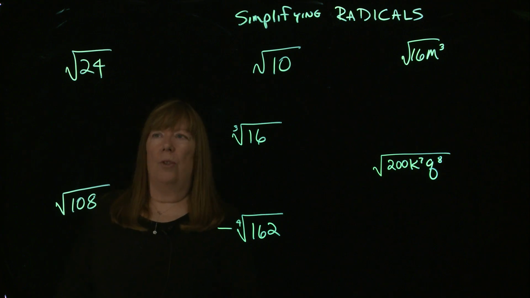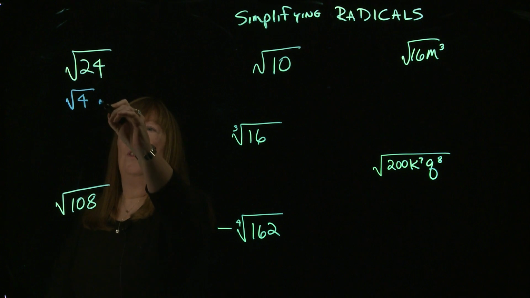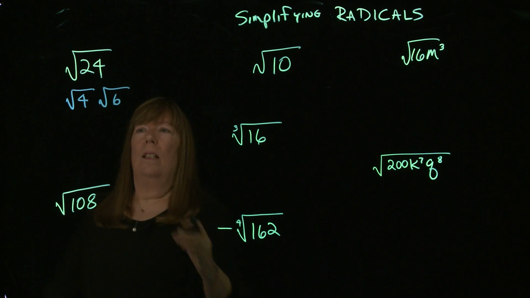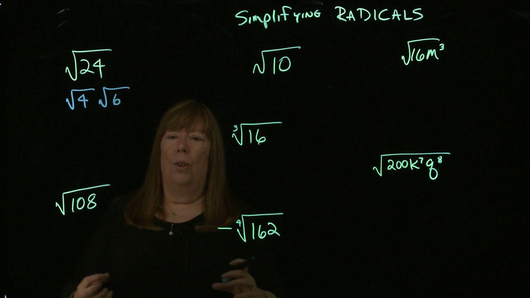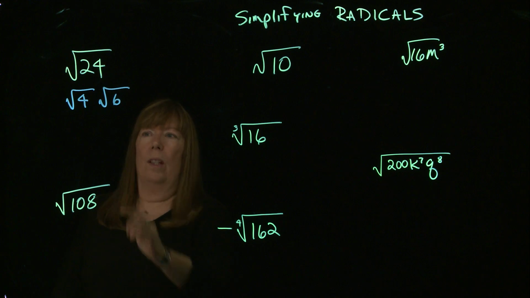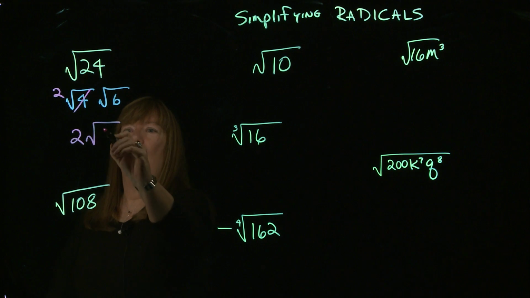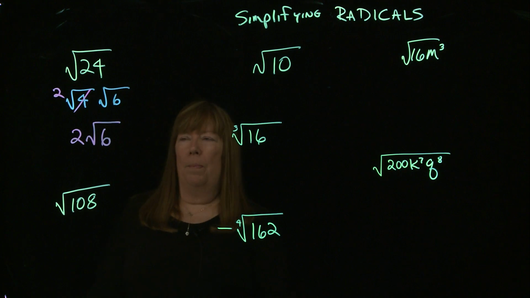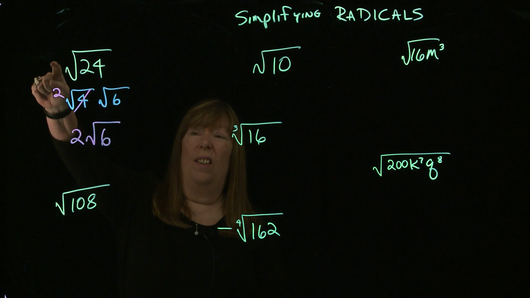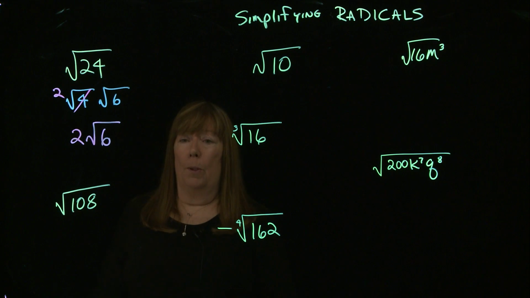24 has lots of factors, 8 times 3, but neither of those are perfect squares. How about 4 times 6? Oh yeah, 4 is a perfect square. So just like you can combine two of them under the same radical, you can split them out into two radicals. Why would I want to do this? Because the square root of 4 is 2, and that gives me 2 times the square root of 6. Now just between you and I, I think that looks simpler than this, but this really is simpler.